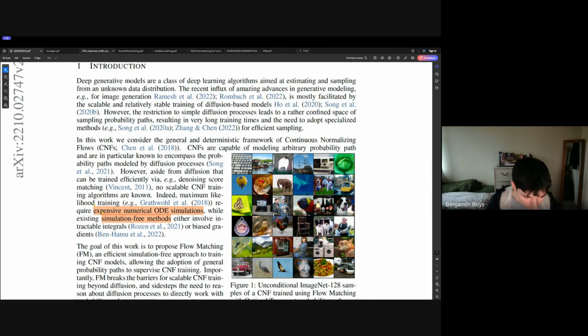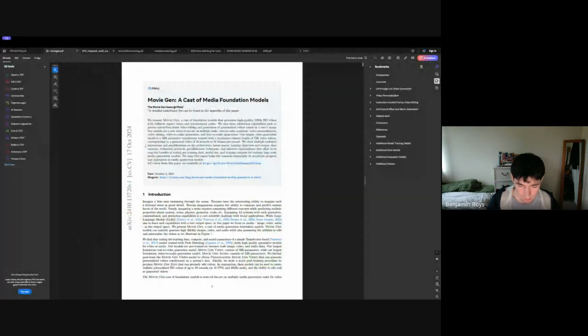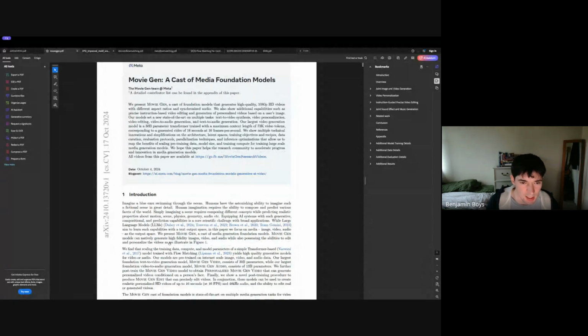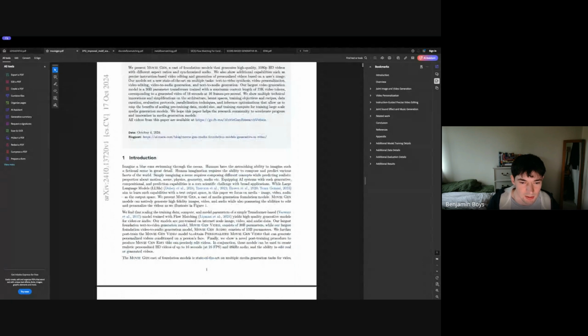We'll go on to that. So yeah, it's having this large impact in applications. Maybe I'll just go through that now. So this is a paper. Hopefully you can see this. Yeah, MovieGen media foundation models, and it's from Meta AI, and it actually uses flow matching.